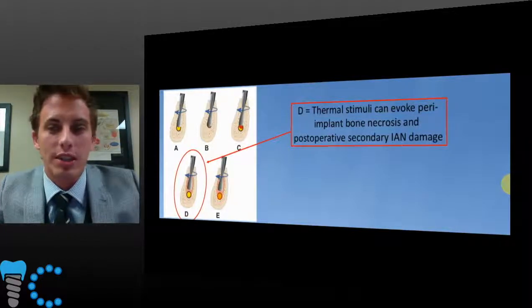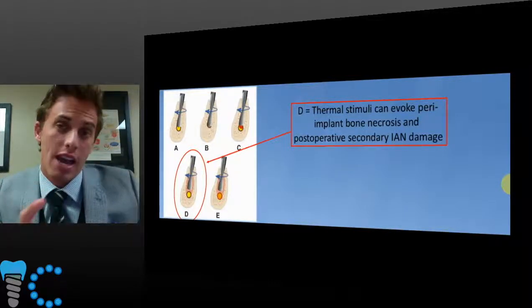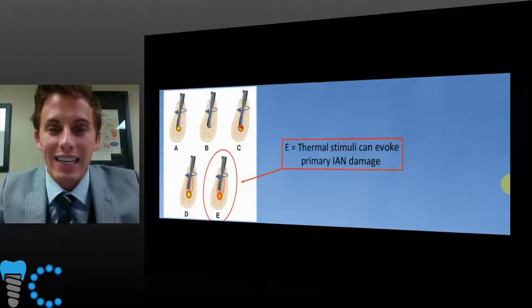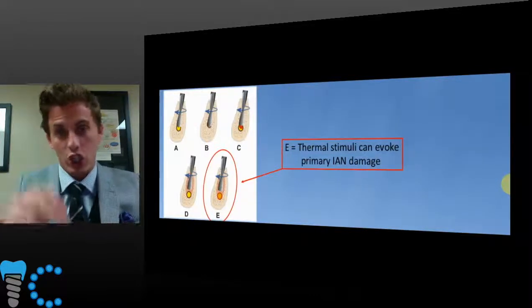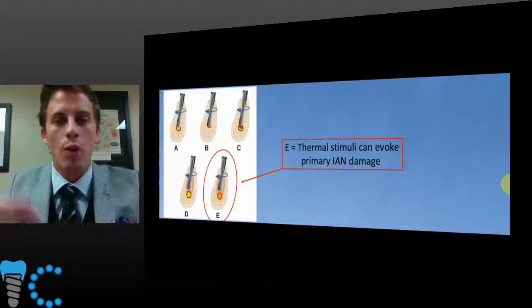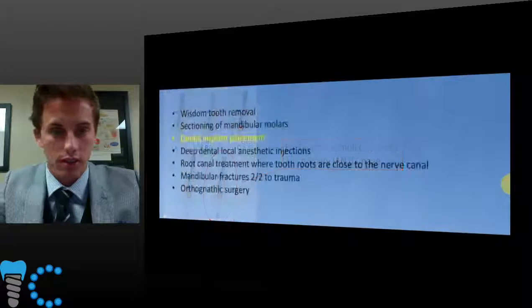D, thermal stimuli. If you aren't using irrigation, you are causing so much damage. So the nerve can actually have damage due to the thermal stimuli. And then E is when you actually have primary damage to the nerve secondary to thermal stimuli. This is why we use irrigation, to prevent bone necrosis.